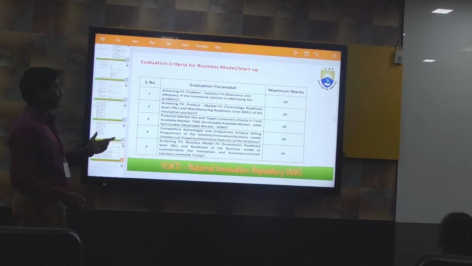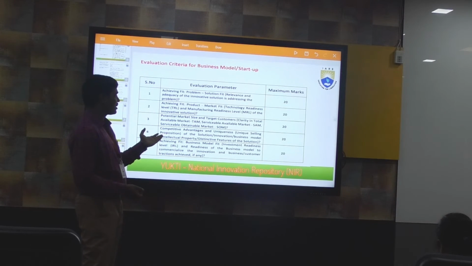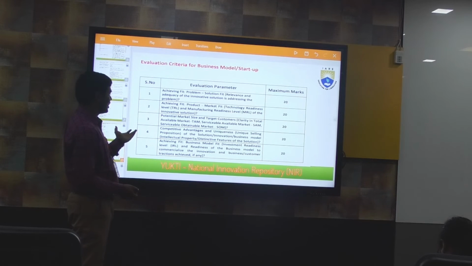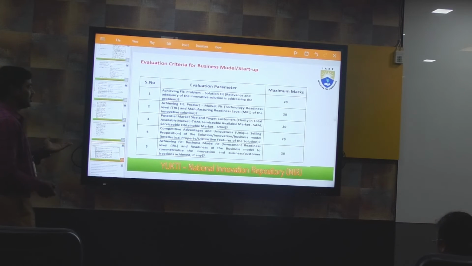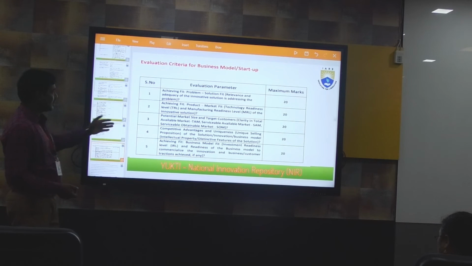Whenever it comes to the evaluation of these startups or business models, the factors are: achieving fit, problem-solution fit, product-market fit, potential market size and target customers, whether they have clarity on total available markets and services available. All this information is part of the business plan, along with competitive advantages and uniqueness of their startups or solutions. Then there is the investment readiness level, the readiness of the business model to commercialize the innovation, and the business and customer traction achieved. So these five factors are considered for the evaluation of any startup.